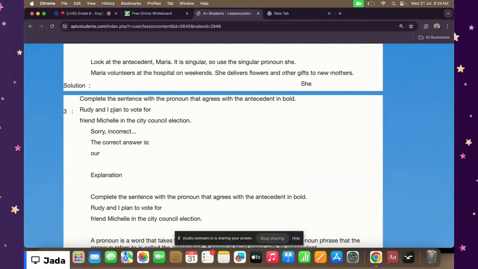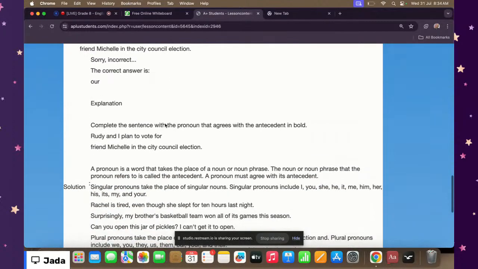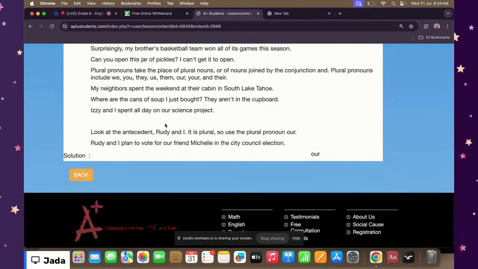Rudy and I plan to vote for our friend Mitchell in the city council election. Now, Rudy and I, it's plural already, so you need to have a plural pronoun. So it is our, okay?